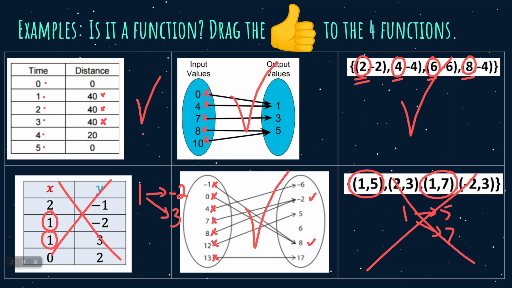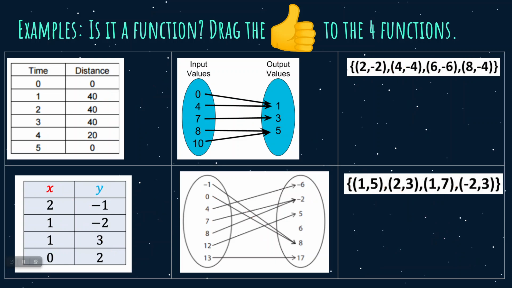So I have these 4 that are functions. The other 2 are just relations. They are all relations because they're all sets of ordered pairs, but these 4 are specifically functions.